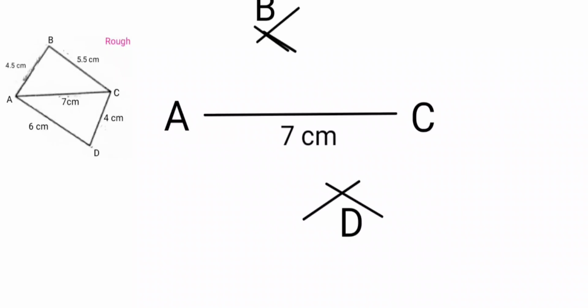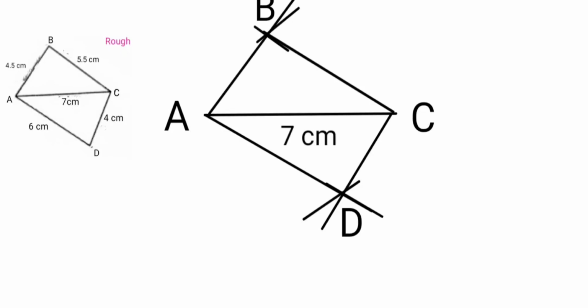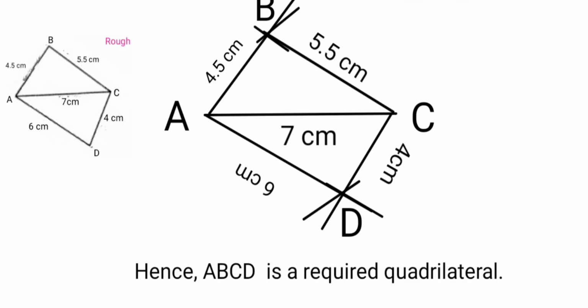So join all the points BC, CD, AD and AB. We got a quadrilateral ABCD. Then labeling all the sides. One thing keep in your mind, when you construct the quadrilateral, naming part is most important. Name the quadrilateral either clockwise or anti-clockwise. Hence ABCD is a required quadrilateral here.